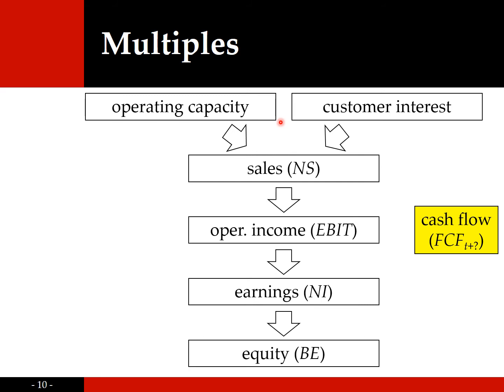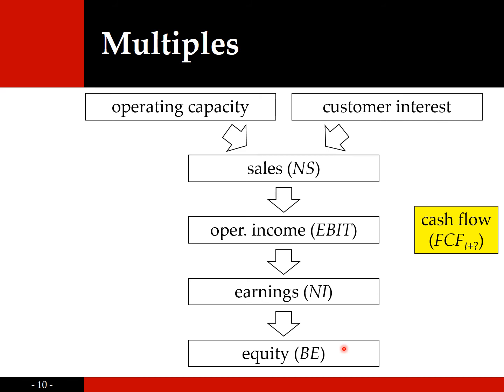Companies typically start with generating some customer interest and some capacity to produce. Then they generate sales. From sales, hopefully they retain some operating profit, and hopefully some of this operating profit is left in the company even after paying all financial expenses, and then the earnings become part of the book value of equity at the end of the year. So this is roughly how the flow of the production process proceeds.